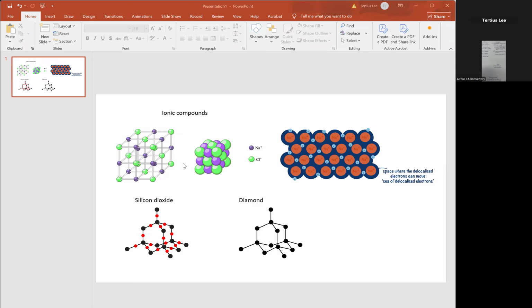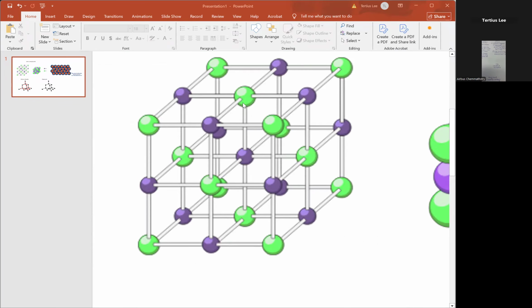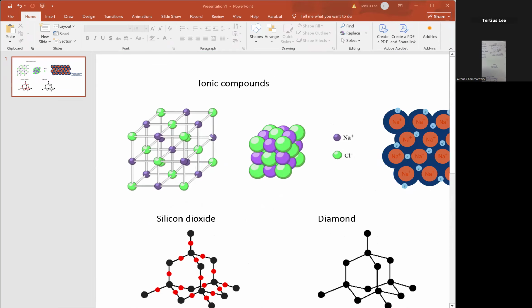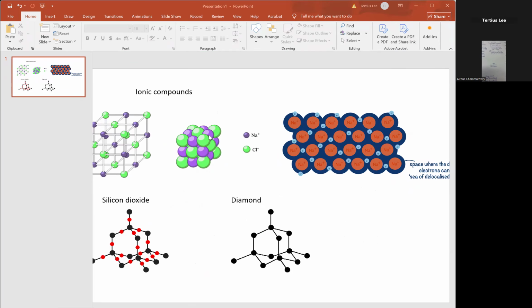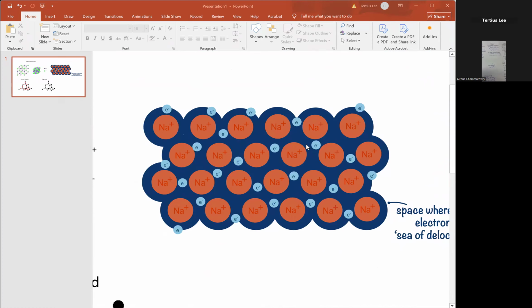Just now this was ionic compounds. This is how the ionic lattice looks. As you can see, there is bonding between the green, purple, green, purple ions, alternating. That is the bonding between the oppositely charged ions. Then in the metallic lattice, the Na+ ions are held in fixed positions. Only these small ones, the e-, are free to move, and these act as the mobile charge carriers.